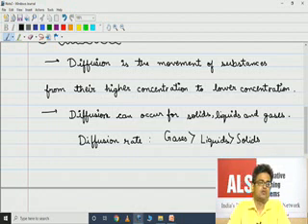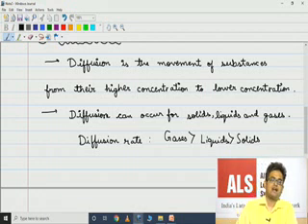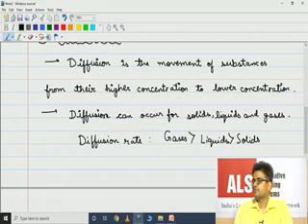Solids also undergo diffusion. Can you tell me any example of solid diffusion? Anybody? Can you tell me any example of solid diffusion?